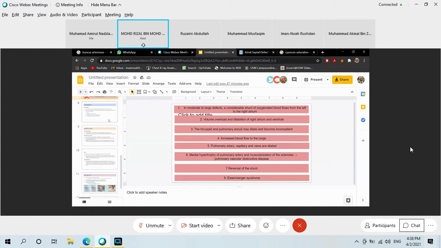Sebab bila benda ni berlaku? From your reading, bila benda ni berlaku? Is it berlaku masa umur first decade, second decade, third decade, fourth decade? Bila? Group 3. Siapa lagi? Ruzaini dah jawab, siapa lagi? Dia patutnya ada 6 orang kan? 4 orang lagi siapa?